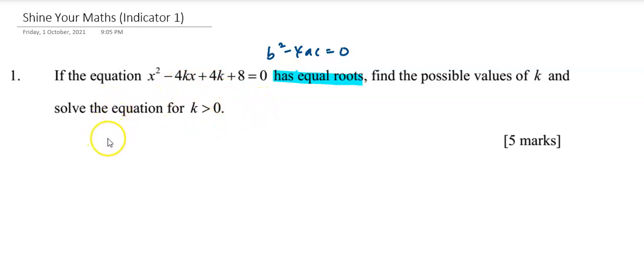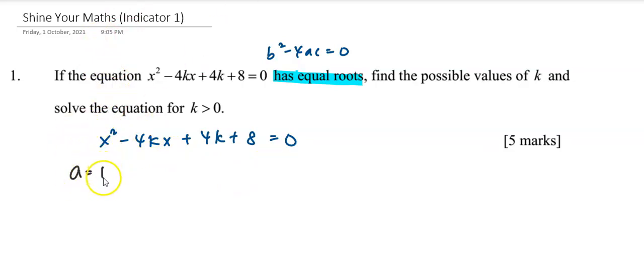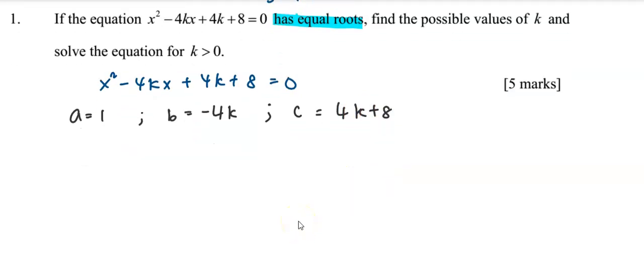So I will copy down the equation first, and I will identify which is my a, b and c. So a is the coefficient of x squared, so it will be 1, and b is the coefficient of x, so that will be negative 4k, and c is the constant, so I have 4k plus 8. So this is the a, b, c, right?